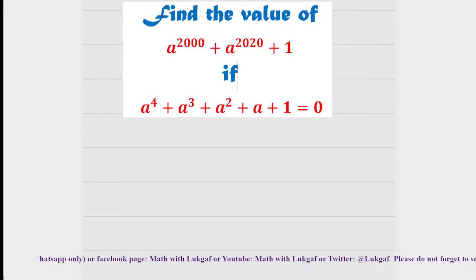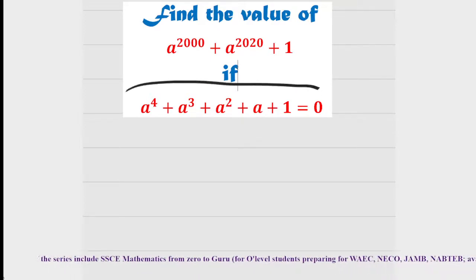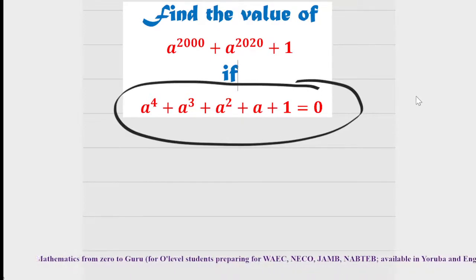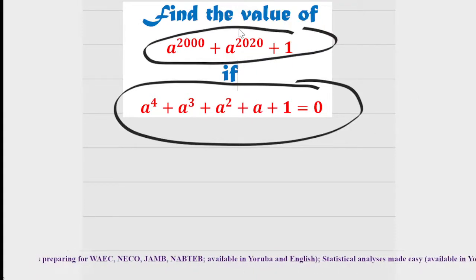Welcome everyone. The question asks us to find the value of a raised to power 2000 plus a raised to power 2020 plus 1, if a raised to power 4 plus a raised to power 3 plus a squared plus a plus 1 equals 0. So what the question is saying is that, given this equation, we are to obtain the value of this expression. It is very simple. How do you do this?